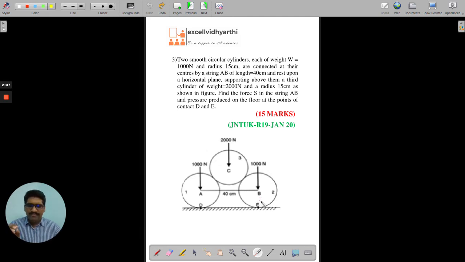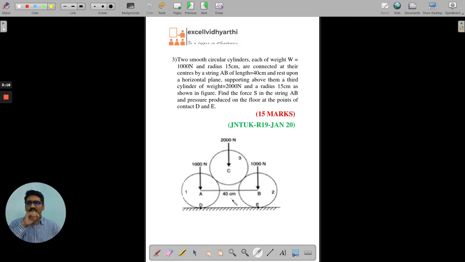Now, here, how many bodies are there? First of all, three bodies are there, A, B and then C. A small doubt, many students will have this doubt. Sir, here the weight is 2000, here we have 1000, here we have 1000. But all three have the same radius or the same diameter. How is it possible? The point is, all three have the same radius or the same diameter.